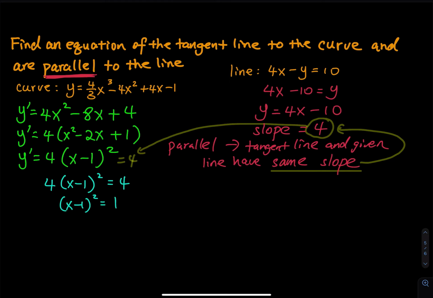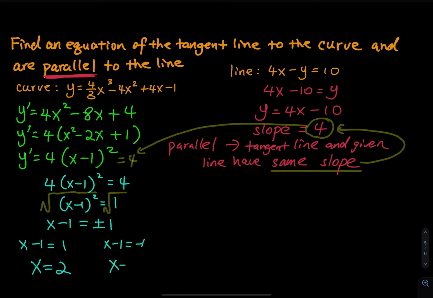Since that is an even power, x minus 1 equals plus or minus 1. We take a square root on both sides. So that means we have x minus 1 equals 1 and x minus 1 equals negative 1. That gives me x equals 2, and that gives me x equals 0. So that means when x equals 0 and x equals 2, the slope of the curve is equal to 4.